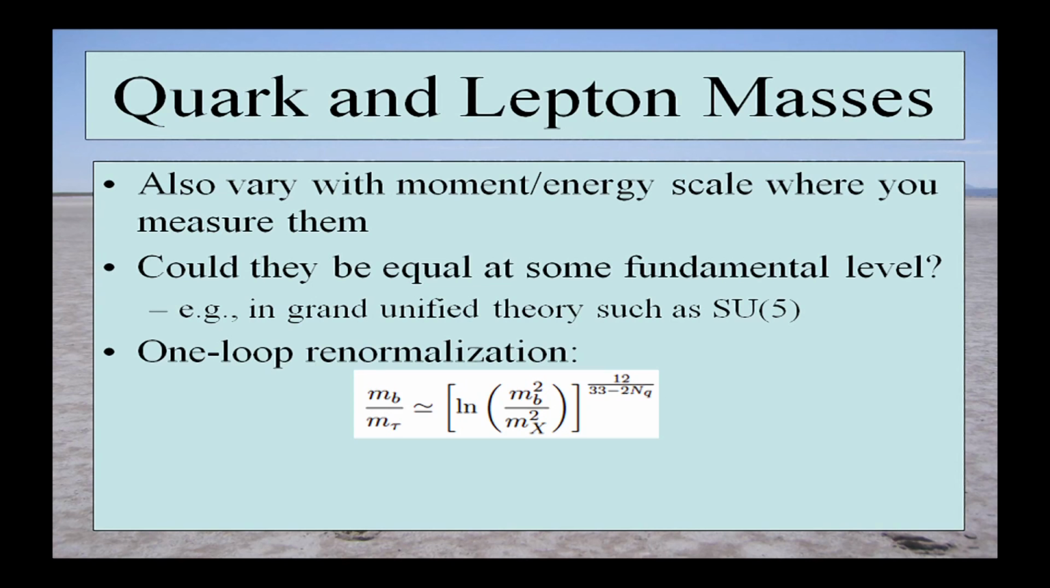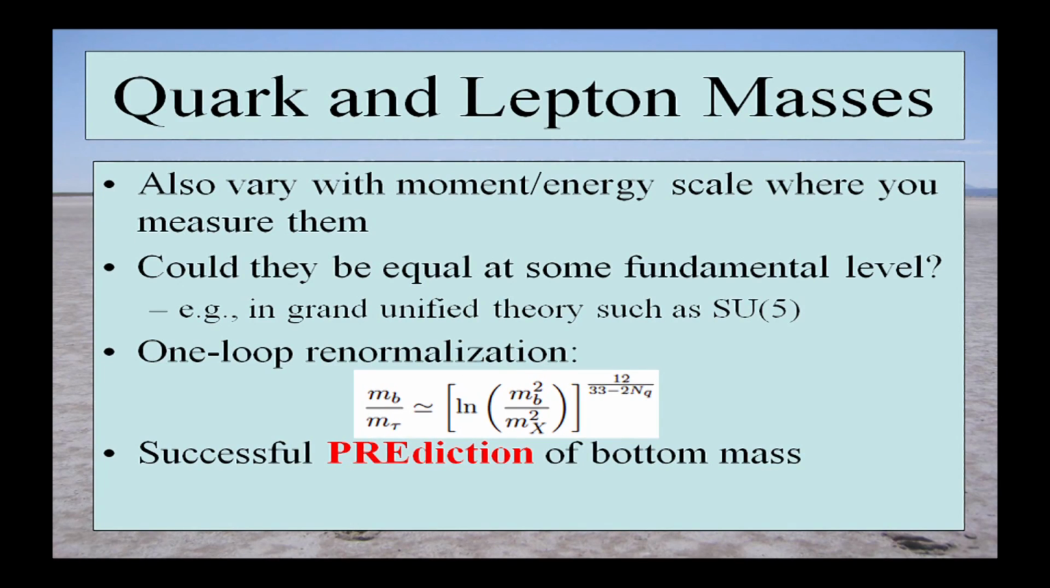This was a calculation that we did in 1977. And for example, if you assume that the tau lepton and the bottom quark have the same mass, then you find the bottom quark is 2 to 5 times heavier. And this is actually a calculation that we did a few weeks before the bottom quark was discovered. So it's actually a successful prediction, as opposed to postdiction, of the bottom quark mass.